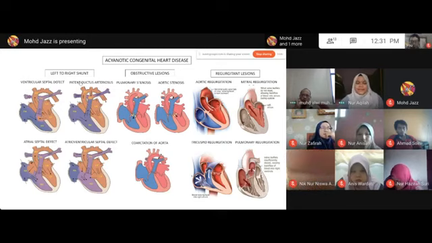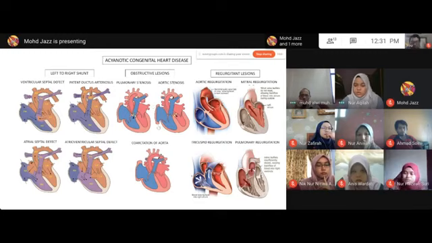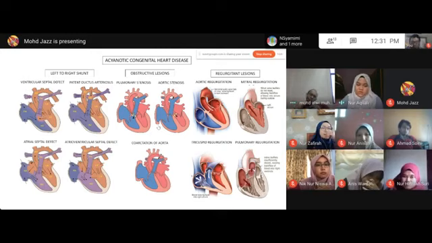Okay, so that's about the left to right shunt. Now we move on to the obstructive lesion. So, why is the name obstructive lesion? Because there is obstruction in the blood flow. So first, we will talk about coarctation of aorta, in which there is narrowing of the aortic arch.